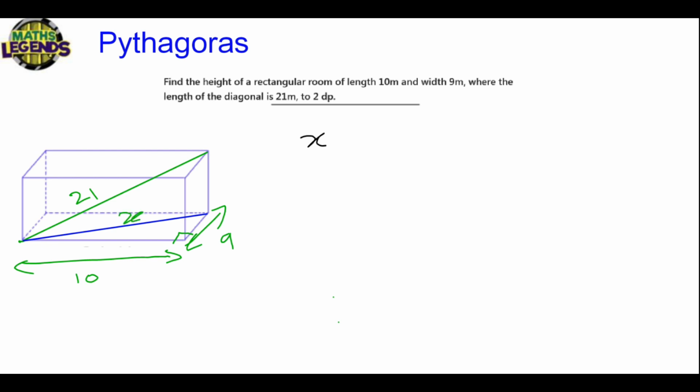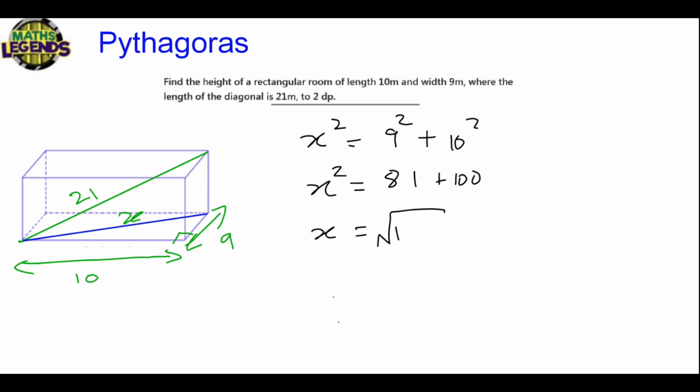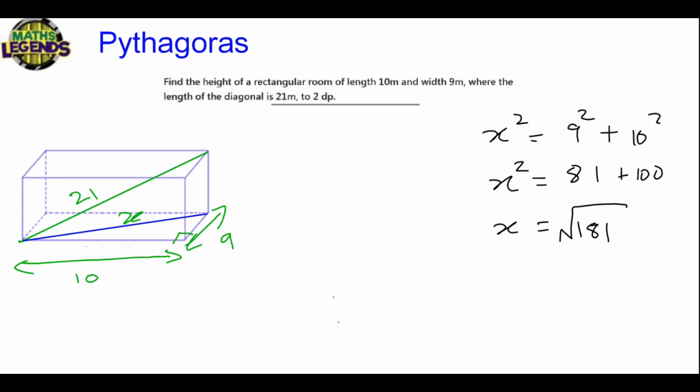So x squared is equal to a squared, which we can say is 9 squared, plus 10 squared. So x squared is equal to 81 plus 100. So x is equal to the square root of 181. So let's leave that as it is, as we know we're going to use it in the next step. So here we use the same formula again. So our Pythagoras, c squared equals a squared plus b squared, and we plug in our numbers.